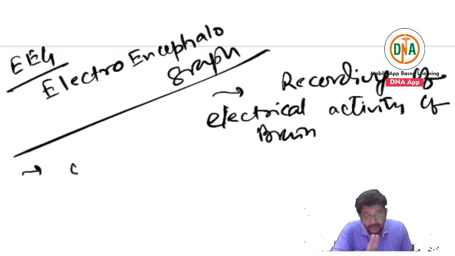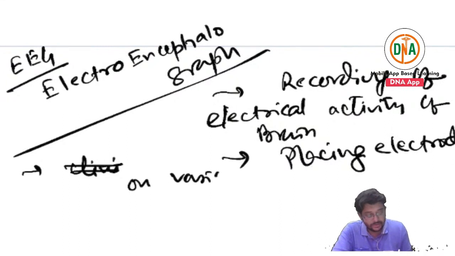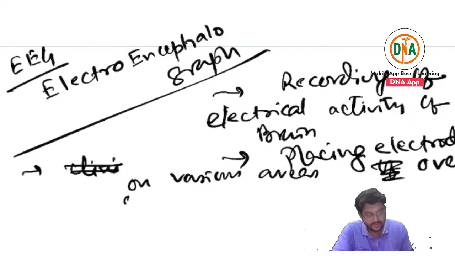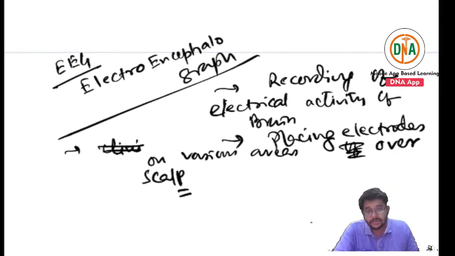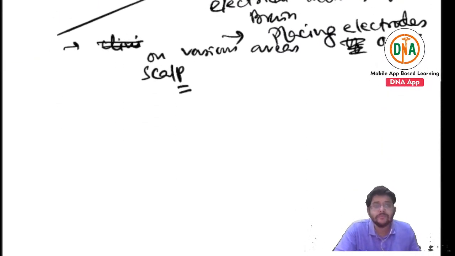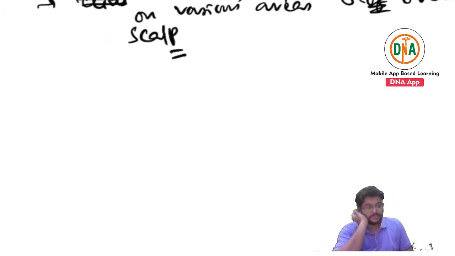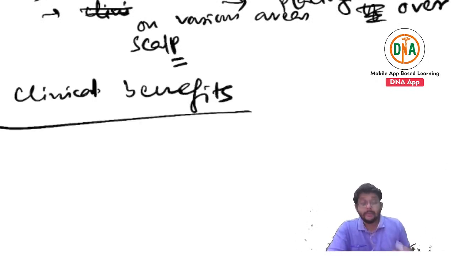Where do we actually use it? There are certain clinical aspects, but before that, let me write. It is recorded by placing electrodes on various areas over the scalp. So these are the two things. You just put electrodes over the scalp and you can get an electroencephalograph. Got it? Okay. Now we'll move on. So first is this. Then the clinical aspects or clinical indications where we actually prescribe EEG.